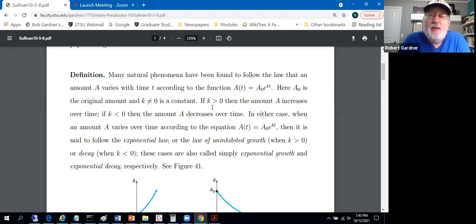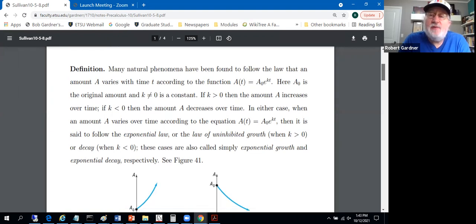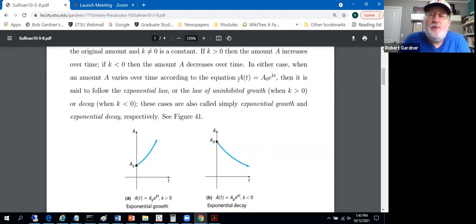A sub 0 represents the original amount present, the amount present when time t equals 0, and k is some constant other than 0. If k is greater than 0, then the amount A increases over time, and that'll lead to the law of uninhibited growth. If k is less than 0, the amount decreases over time, and that'll lead to an exponential decay. In either case, when the amount A varies according to a model of this form, A of t equals A sub 0 e to the kt, then it's said to follow an exponential law. When k is positive, we've got exponential growth. When k is negative, we have exponential decay, which are really more common terms.